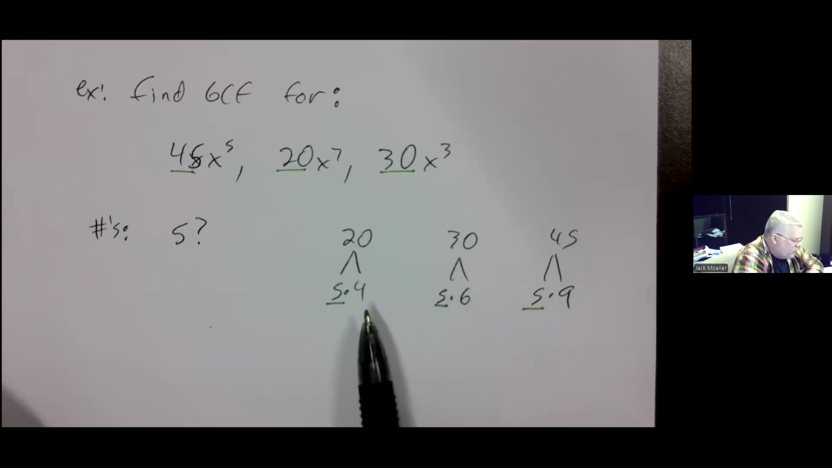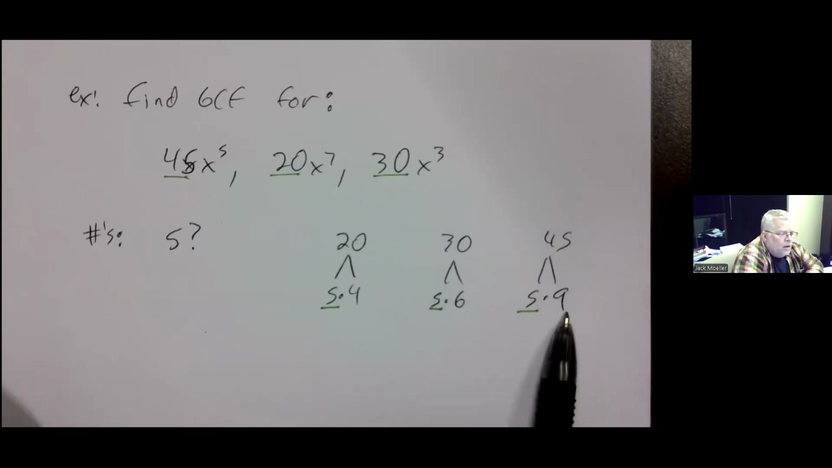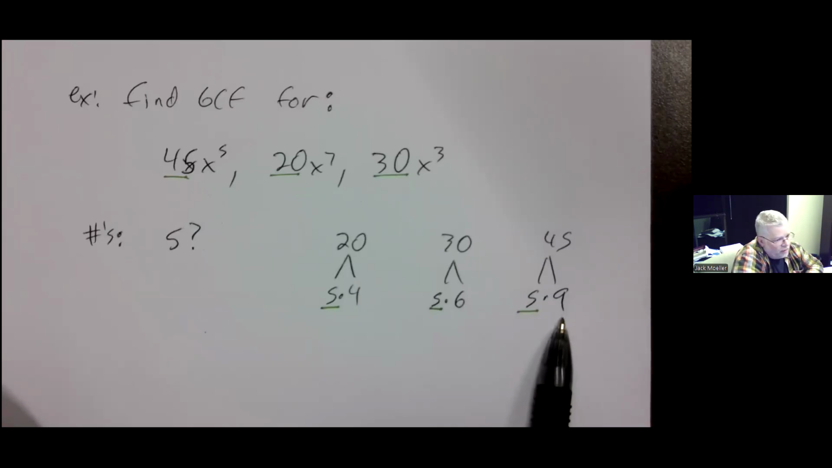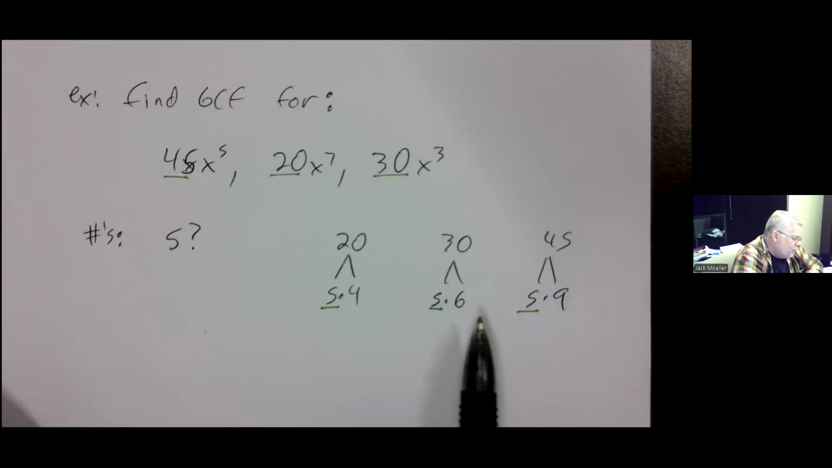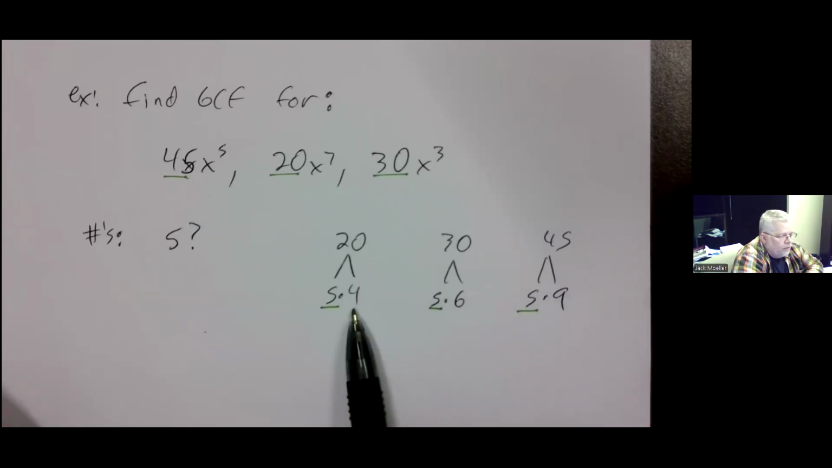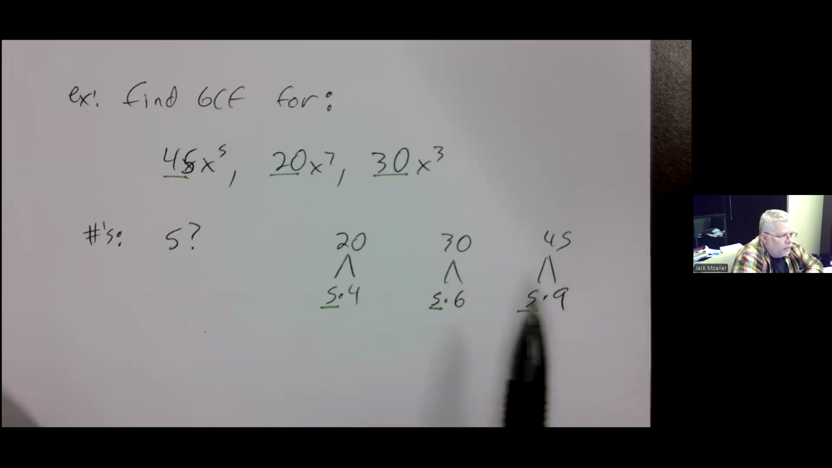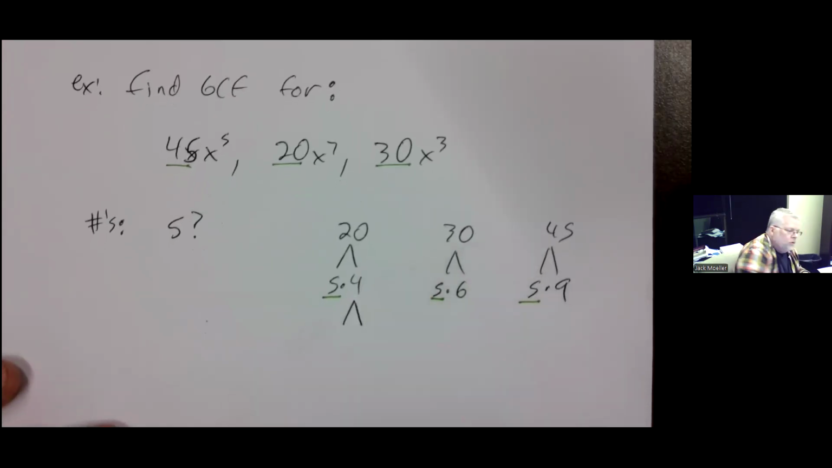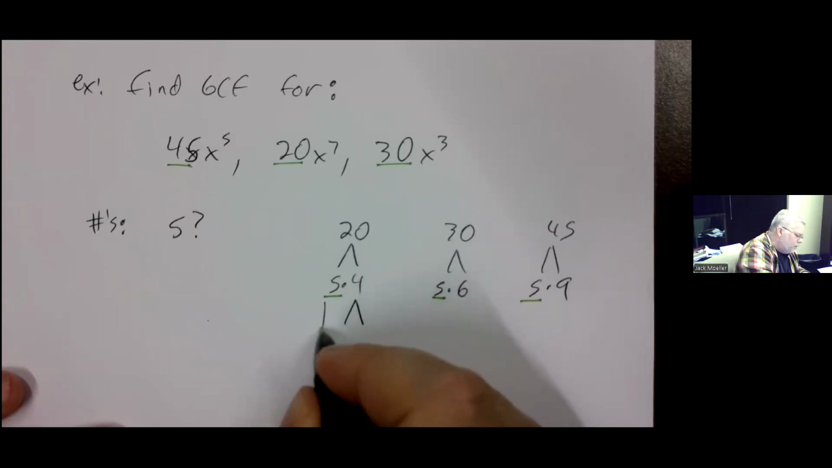Is there anything common between 4, 6, and 9? Well, not all three, because 4 is even, 6 is even, so those both divide by 2, but you can't divide 9 by 2, so 2 doesn't work. 3 goes into 6 and 9, but not into 4. So it looks to me like 5 is the only number that will go into all three, so it is the GCF. Now, if you want to prove it, go all the way down.